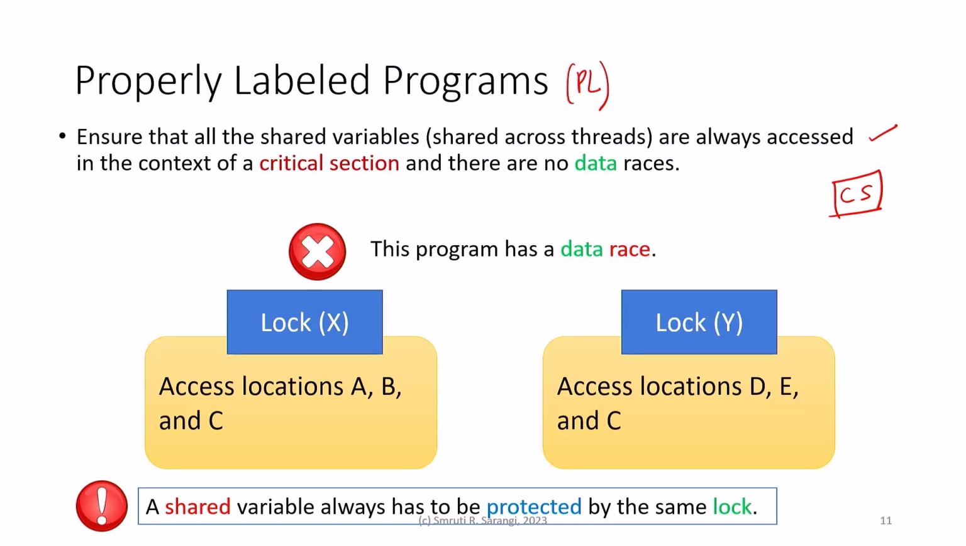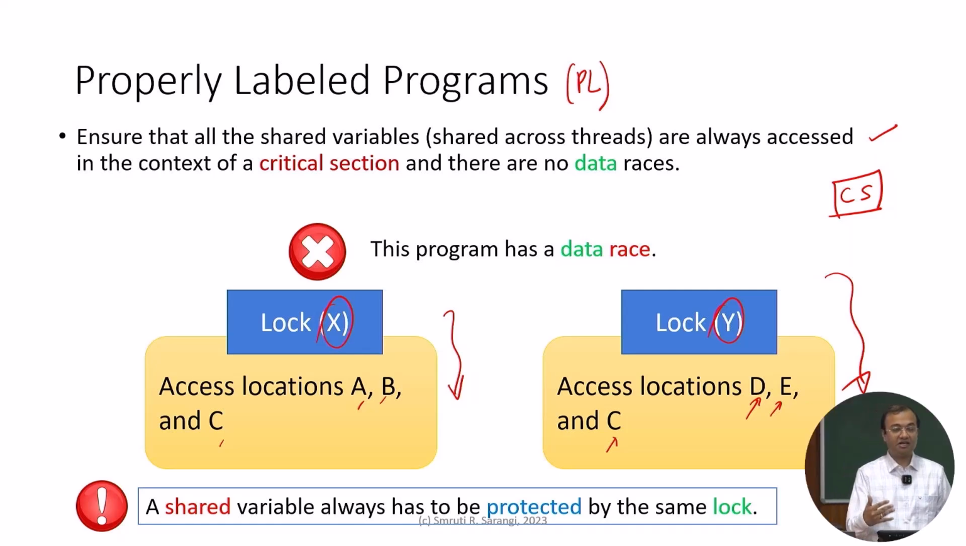So in this case, for accessing locations A, B, and C, I am locking the variable X. And for accessing the variables D, E, and C, I am locking the variable Y, for 2 different threads. So these are the choices that thread 1 is making. These are the choices that thread 2 is making. My claim is that this program is data race prone, and that is something that you need to prove.